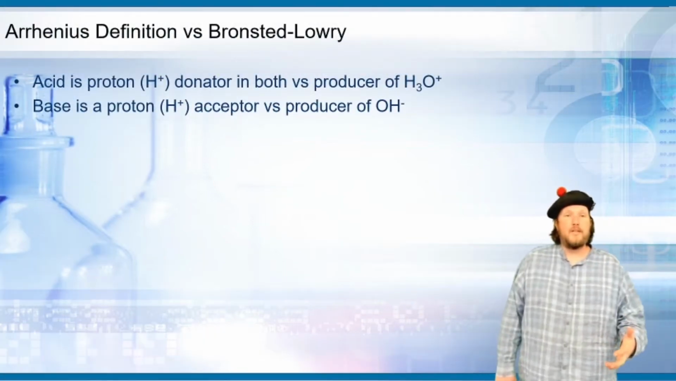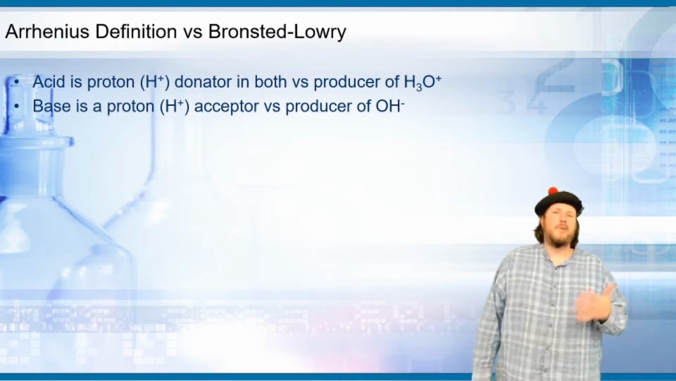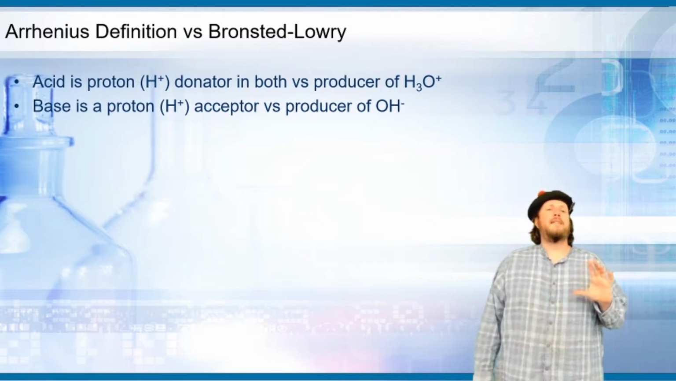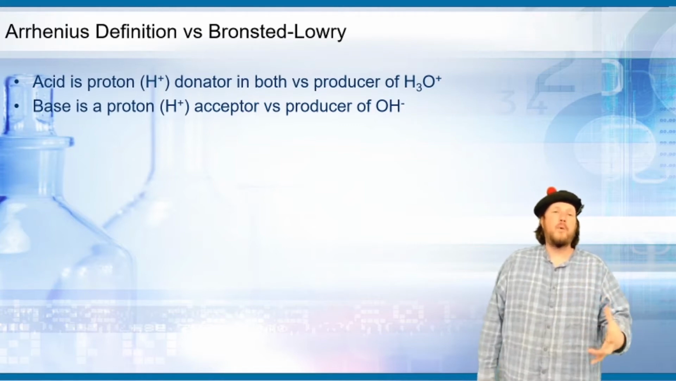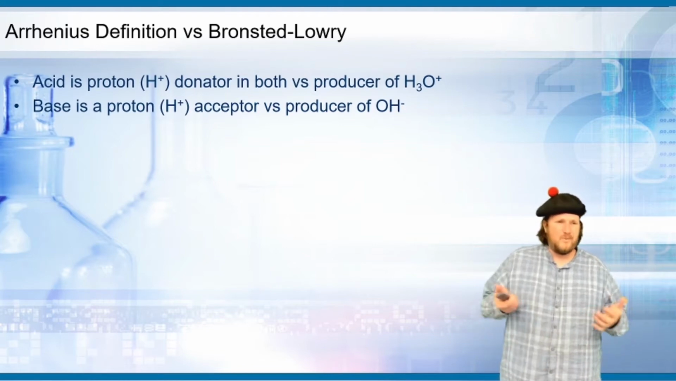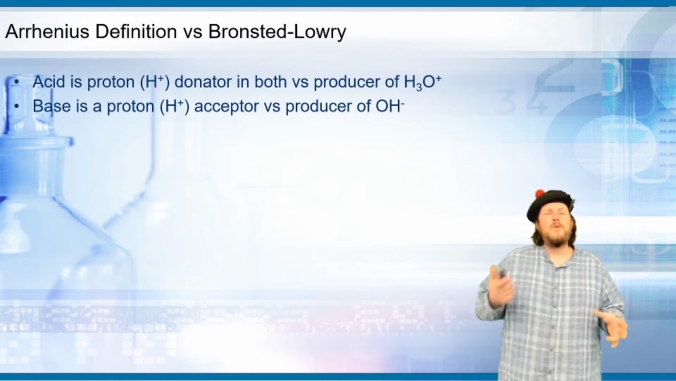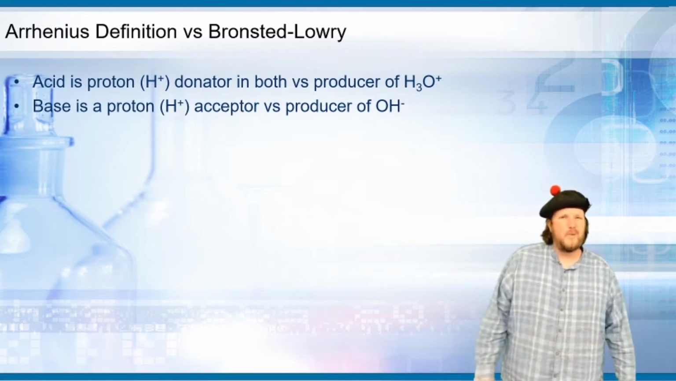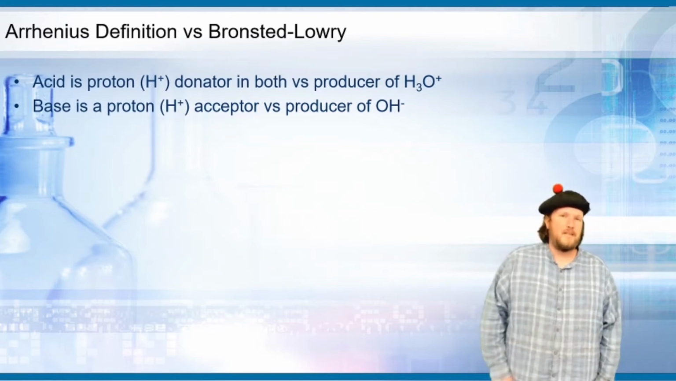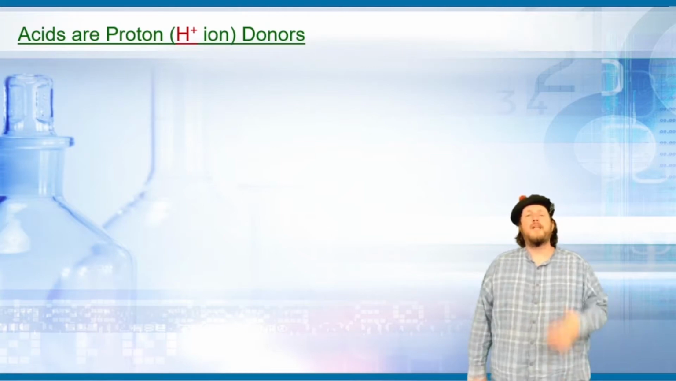The Arrhenius definition says that an acid produces H3O plus, and that a base produces OH minus. The Bronsted-Lowry definition is a little better in that it says that an acid is a proton donor and a base is a proton acceptor. Both of these aren't wrong, but there are some nuances. The Bronsted-Lowry is the one that we tend to use the most. So acids are proton donors, H plus donors.